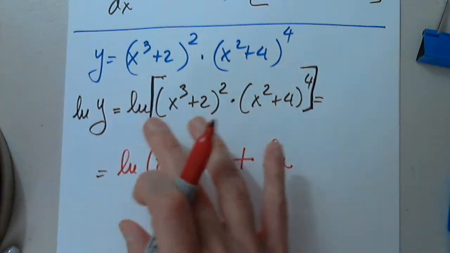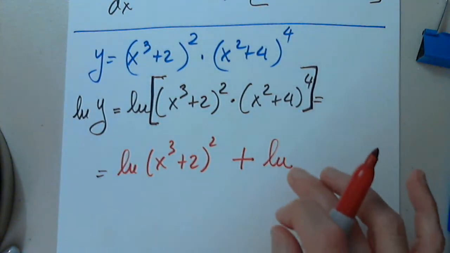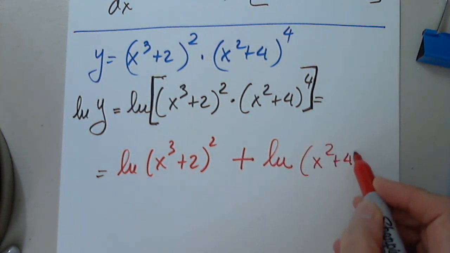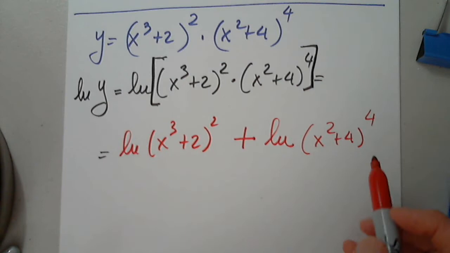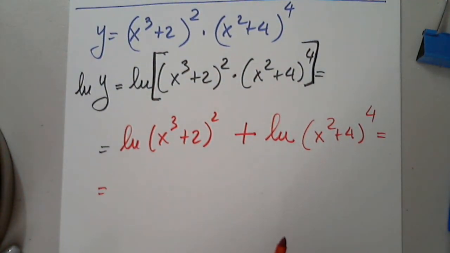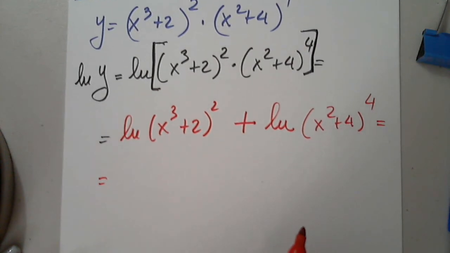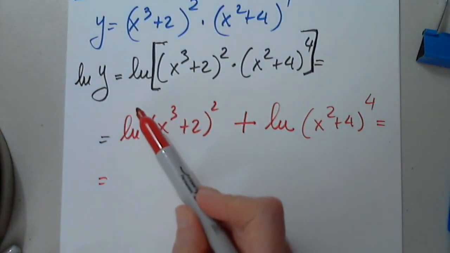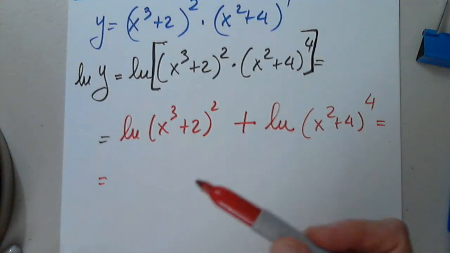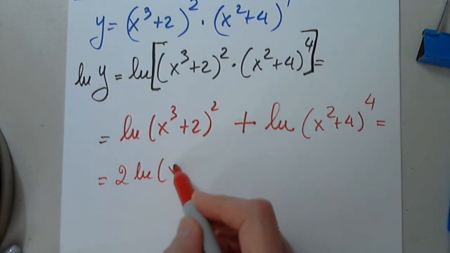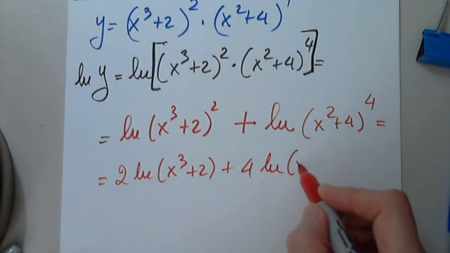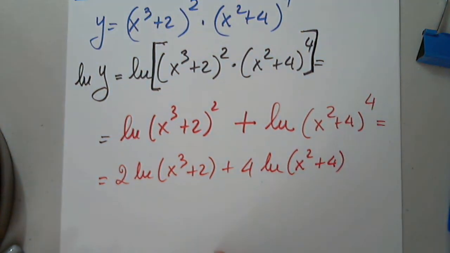Natural log, you are not distributing. This is not a distributive law. This is one of the properties of log. Natural log of x squared plus 4 to the fourth power. Okay, now we apply a rule that we applied tonight. What is it? Power in front: 2 natural log of x cubed plus 2, plus 4 natural log of x squared plus 4.